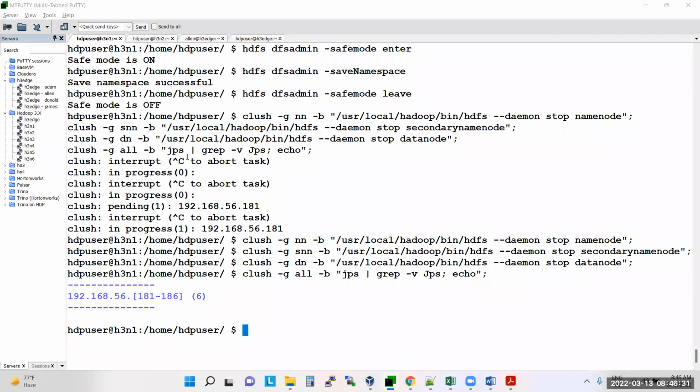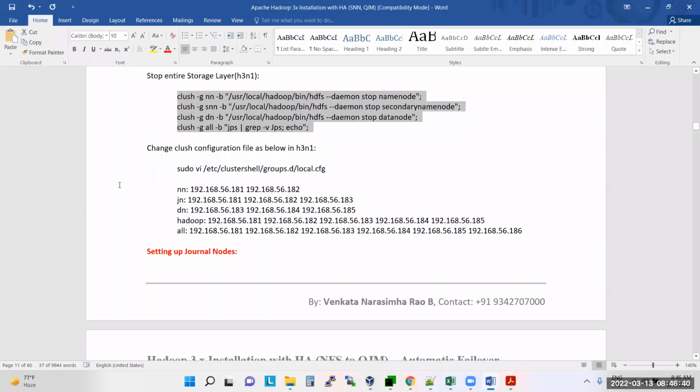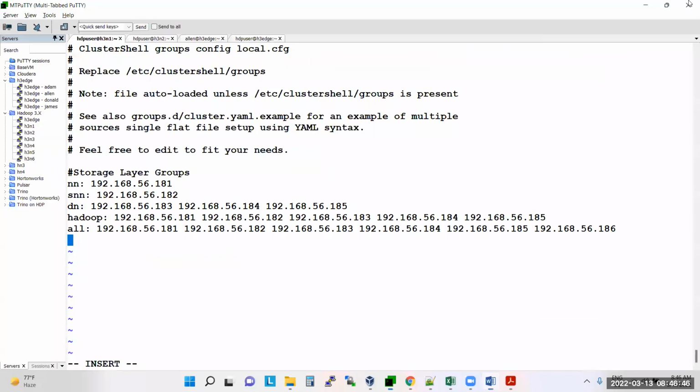Okay. Now making changes to the cluster configuration file. Open the cluster configuration file. So here, name node, earlier I had only one machine, right? Now I will make it like two machines. 182. Okay. So do we require secondary name node now? Not required. No. Not required.